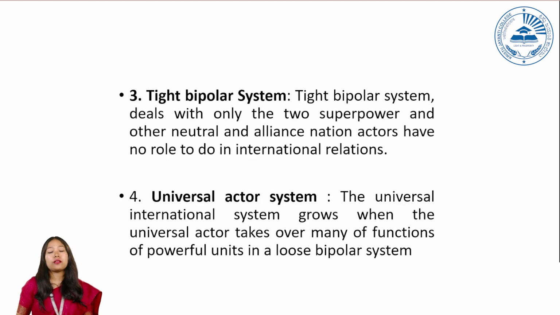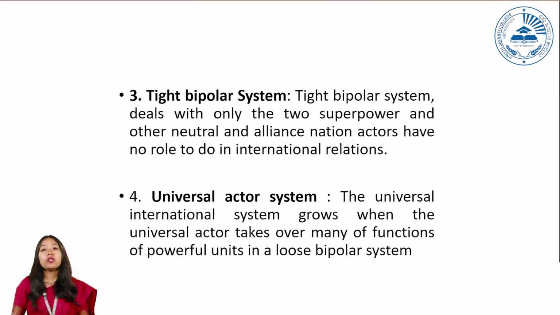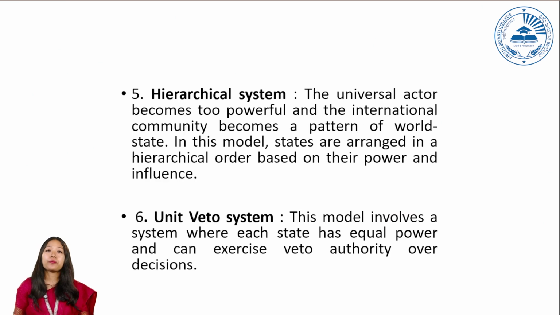The third one is the tight bipolar system. Here, the tight bipolar system deals with only 2 superpowers and the other neutral alliances that have nothing to do in international relations. The fourth one is the universal actor system. The universal international system grows when the universal actors take over many of the functions of the powerful units in a loose bipolar system.